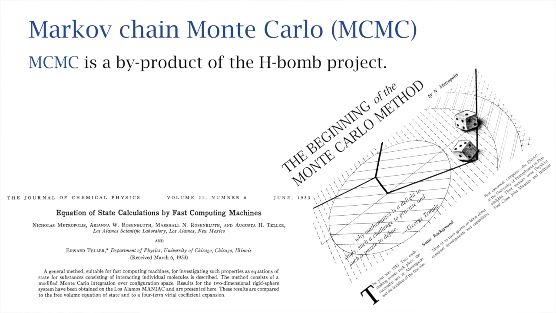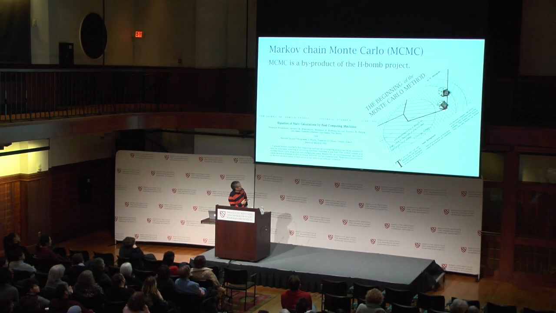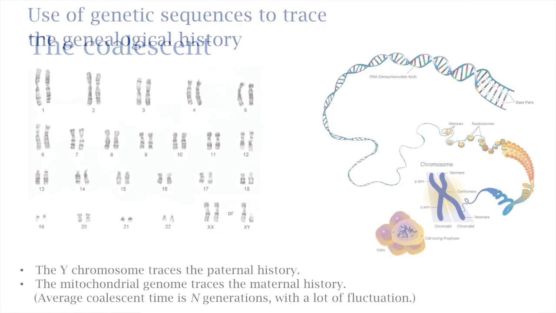It may also be interesting to know that this Markov Chain Monte Carlo algorithm is the byproduct of the hydrogen bomb project. Maybe this is the best outcome of that project. The paper was published in 1953 by several famous physicists working in Los Alamos on the H-bomb. Okay, so this is my introduction to Bayesian statistics. Now I go on to talk about genetics, the coalescent.